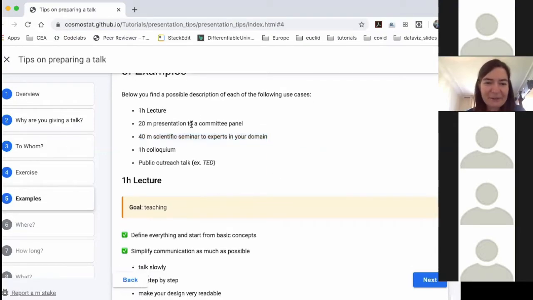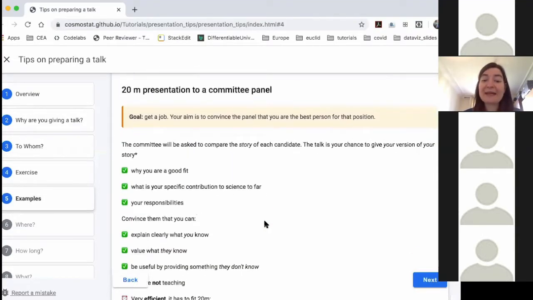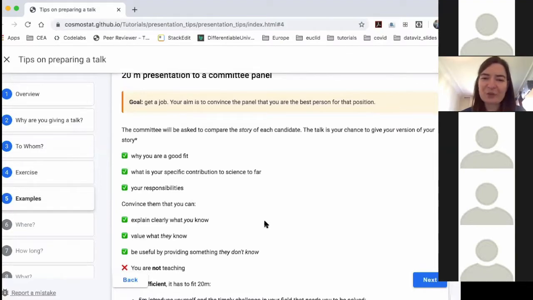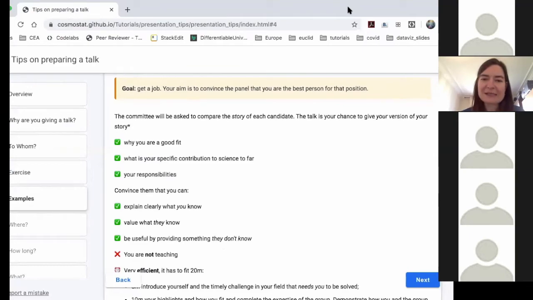Okay, so let me first describe what I think I would do in a 20-minute presentation. In that case, the goal is to get a job, and so your aim is to really convince the panel that you are the best person for that position. You have to imagine that the committee panels will be asked to compare your story to the story of each of the other candidates. And so again, your talk becomes your chance, your opportunity to give your version of your story.